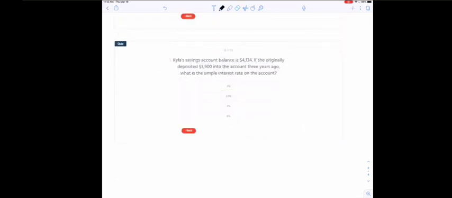Okay, so let's do number 8. Number 8 says, Kyla's savings account balance is $4,134. If she originally deposited $3,900 into the account 3 years ago, what is the simple interest rate on that account? So this is similar to the one that we've done before. So if you want to hit pause and try doing this question on your own, this is a great time to do it. When you're ready, I'm going to go ahead and explain it. It says she deposited $3,900. This is our principal. We're looking for the simple interest rate, so that's R.